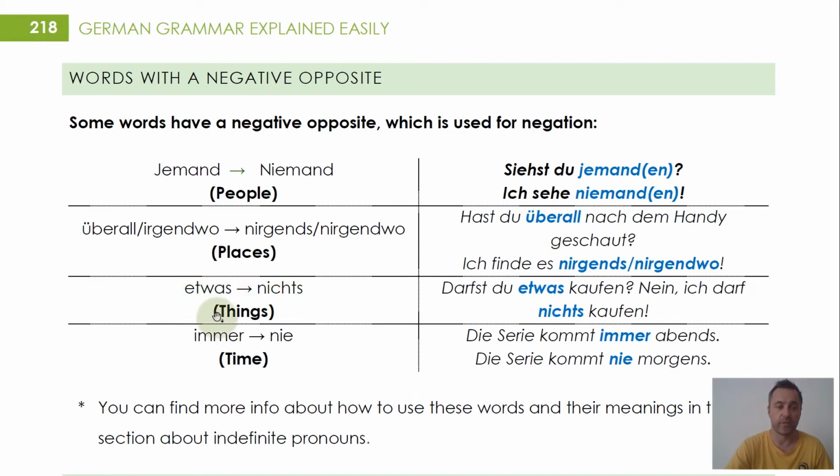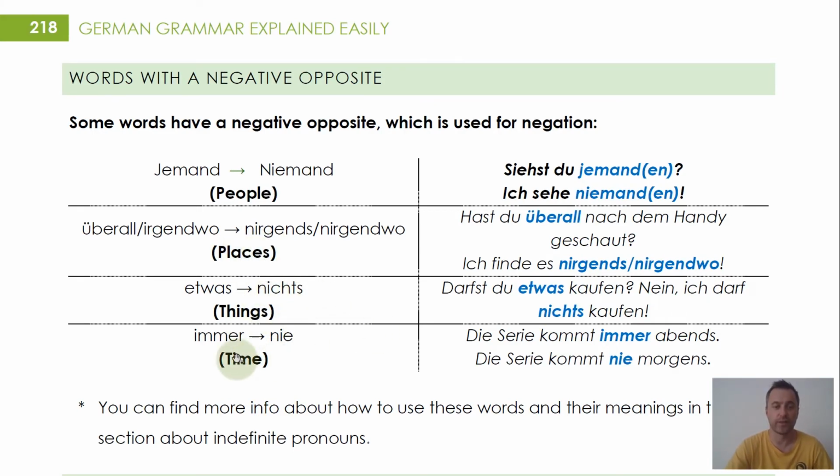We also have etwas and nichts. This is for things. Darfst du etwas kaufen? Nein, ich darf nichts kaufen. Are you allowed to buy something? No, I am allowed to buy nothing. Simple translation. Those was for places.